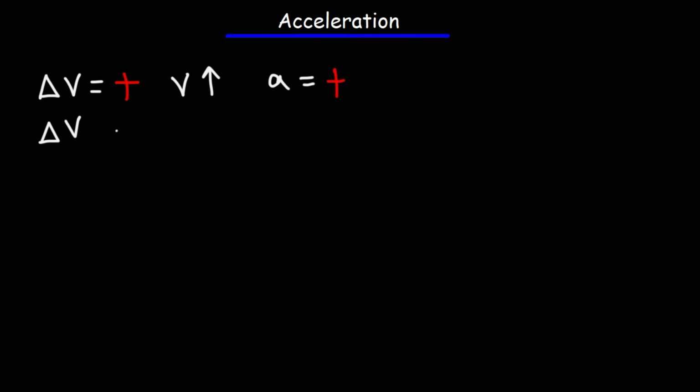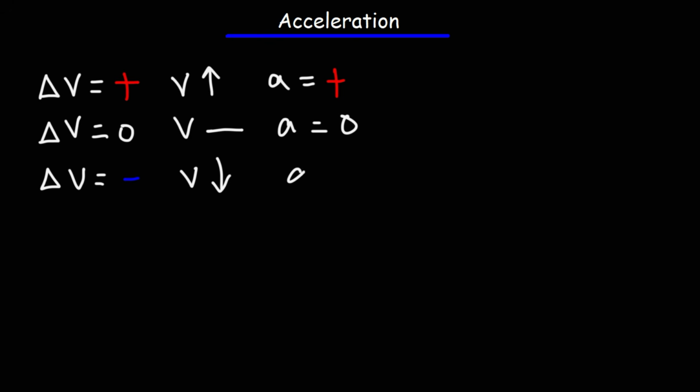When the change in velocity is zero, the velocity is constant. The acceleration will be zero. Now, when the change in velocity is negative, that means that the velocity is decreasing, which means acceleration is negative.